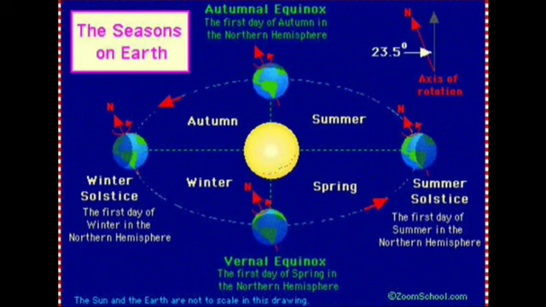Next, why do we have seasons on earth? Earth revolves around the sun. So when the earth is very far away, it is winter, and when the earth is nearer, it is summer. Actually, the seasons on earth arise due to the revolution of earth around the sun with a 23.5 degree tilt. This is shown in this figure.